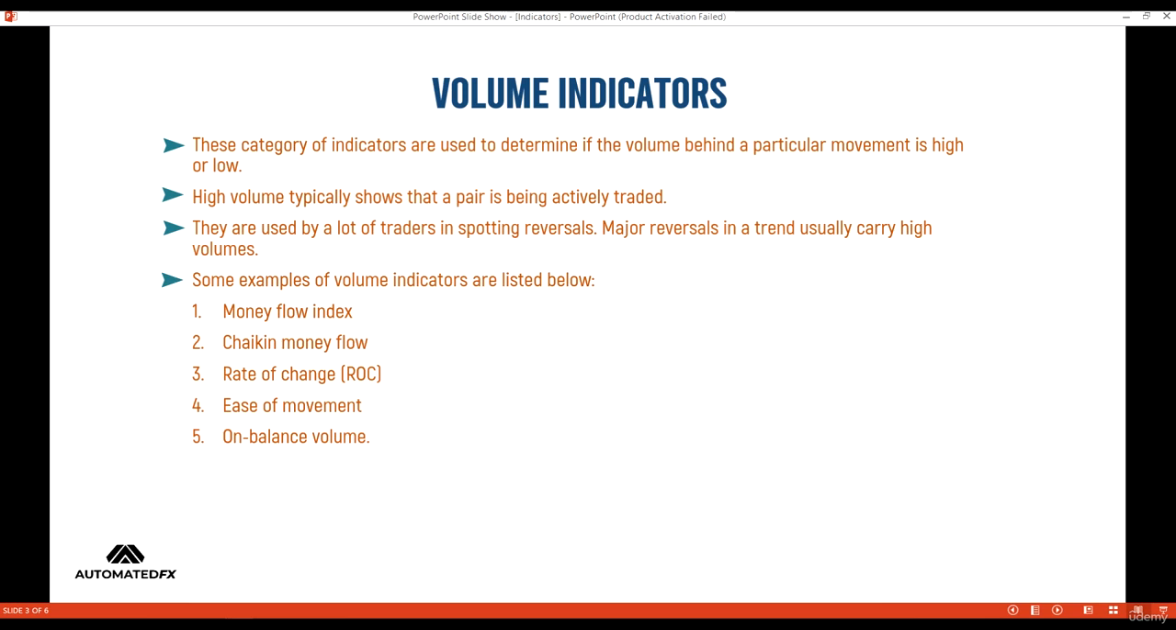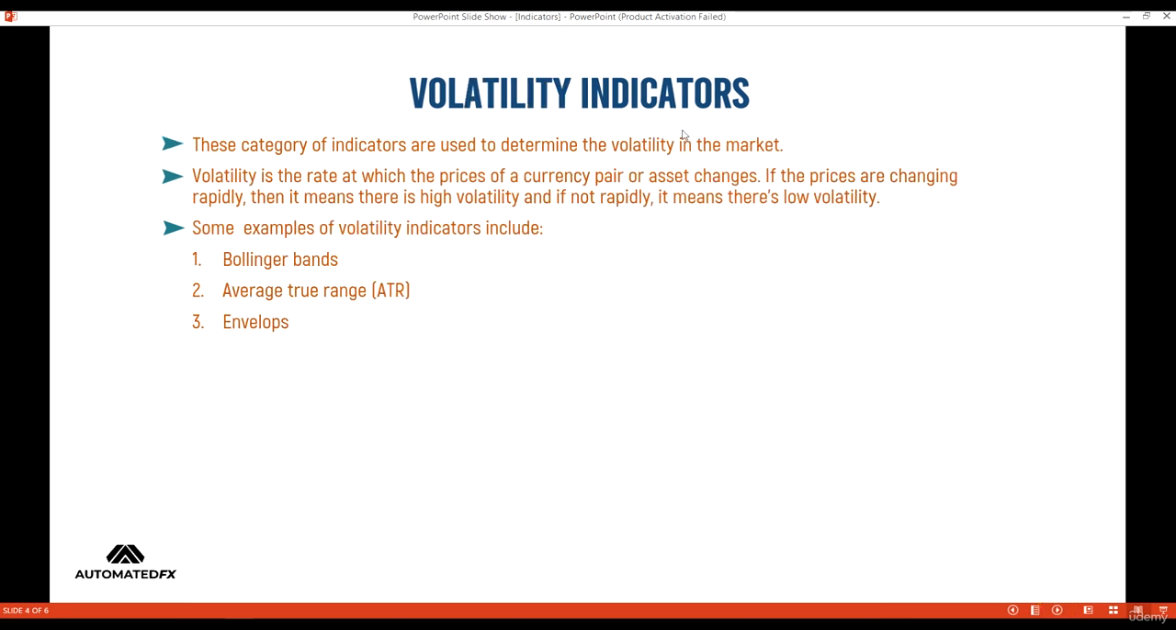Some examples of volume indicators are listed below. We have the money flow index, we have the Chaikin money flow, we have the rate of change, which is the ROC indicator, we have the ease of movement, and we have the on balance volume. These are all types of volume indicators. Now we have the volatility indicators, and this category of indicators is used to determine the volatility in the market.